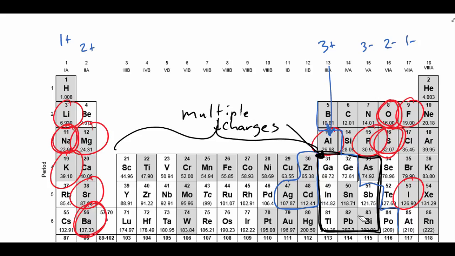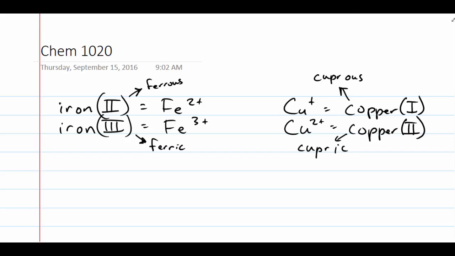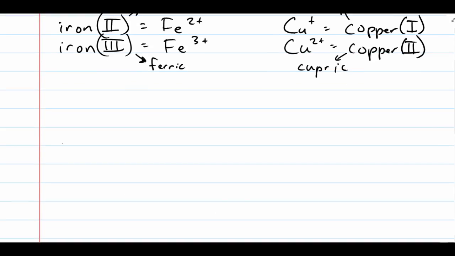It's not something I'm going to trick you on. It's not going to be something that you're going to see your author giving you a problem with, asking you to identify it, because again, it is a non-metal. So then when it comes to writing out names for these, let's say we had something like iron 3 oxide.